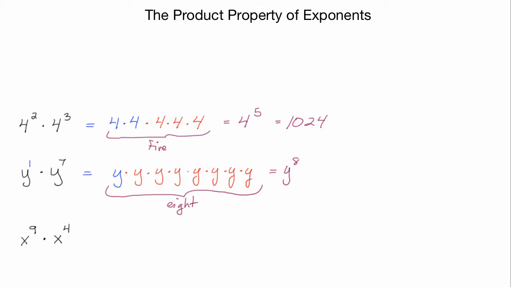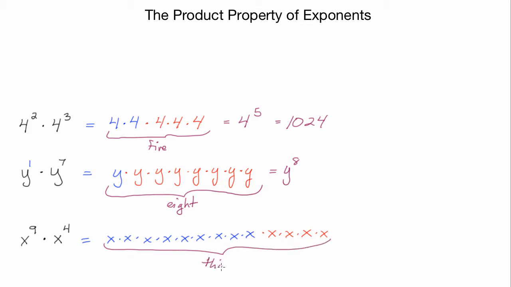Let's do one more example here. We got x now. I've got x to the 9th times x to the 4th. Let's write it in expanded form. I've got 9 x's. This is going to be fun. So x times x times x times x, 4, 5, 6, 7, 8, 9. X's all multiplied together. Multiplying by 4 more x's. 1, 2, 3, 4. And if I count them all up, we have 13 x's. So I can rewrite this then as x to the 13th.